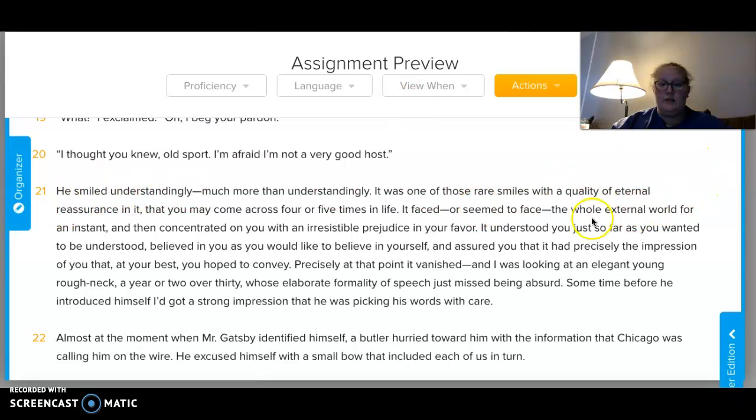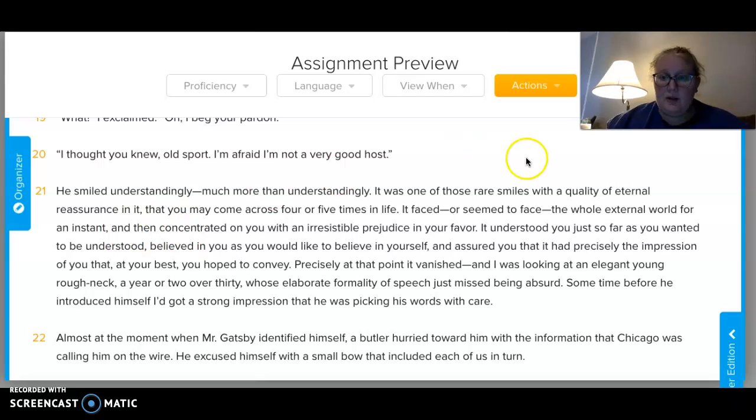It says eternal reassurance. It says, for an instant, it concentrated on you with irresistible prejudice in your favor. Understood you as far as you wanted to be understood. Believed in you as you'd like to believe in yourself, and assured you that basically he thought of you at your best. So those all sound like pretty positive things at first.